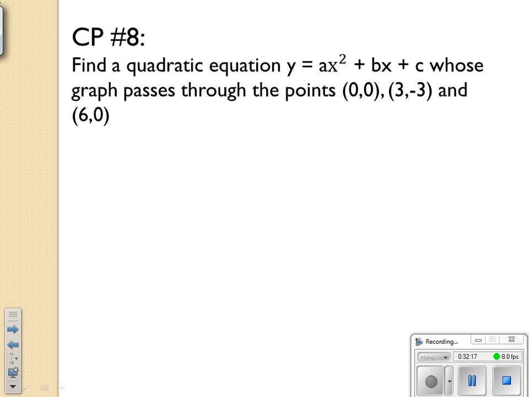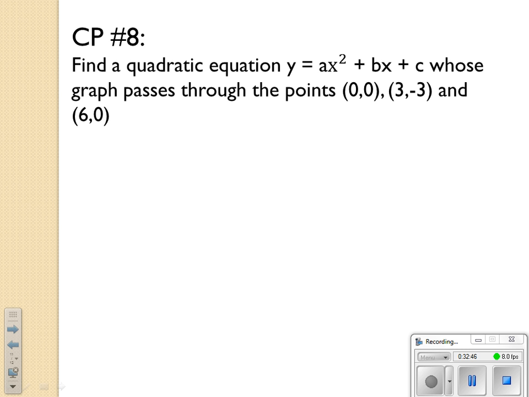All right, this last thing that we're going to take a look at today, folks, we're going to find a quadratic equation. Okay, we know that those are y equals ax squared plus bx plus c, whose graph is going to pass through the points 0, 0, 3, negative 3, and 6, 0. So it's working backwards. It's giving us the solution to our system, and we're coming up with the quadratic that it might come from. Okay, let's go ahead and use these numbers.